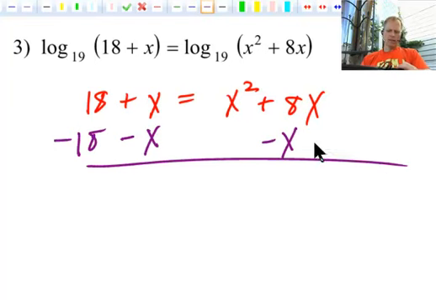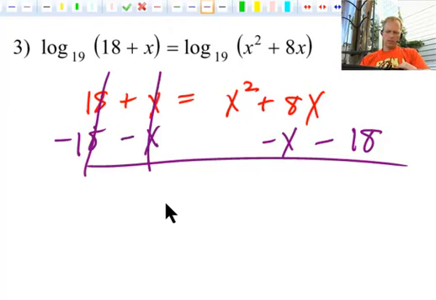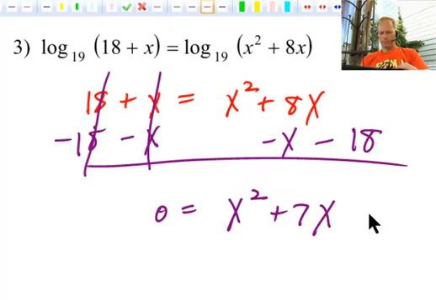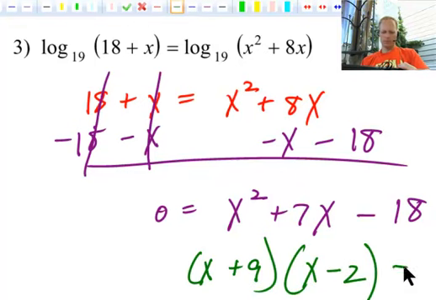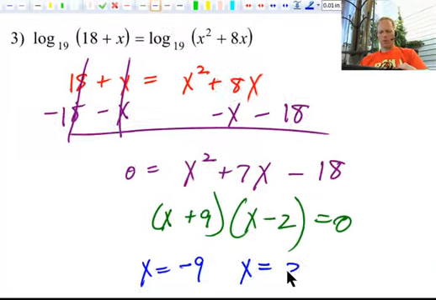And to do that, I need to move everything over to the right, so that I have a 0 on one side of the equation. And now I need 2 numbers that multiply to be negative 18 and add up to 7. Those would be plus 9 and minus 2. And that means the solutions to the equation are negative 9 and positive 2.